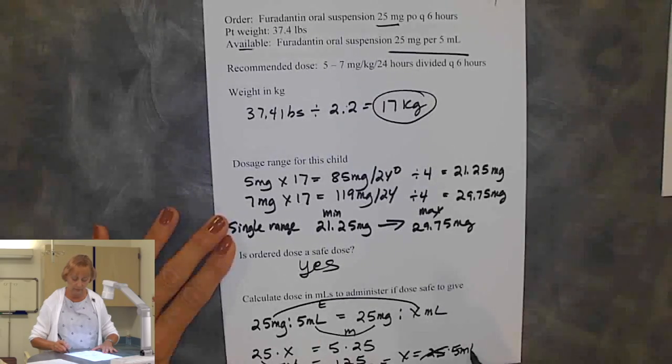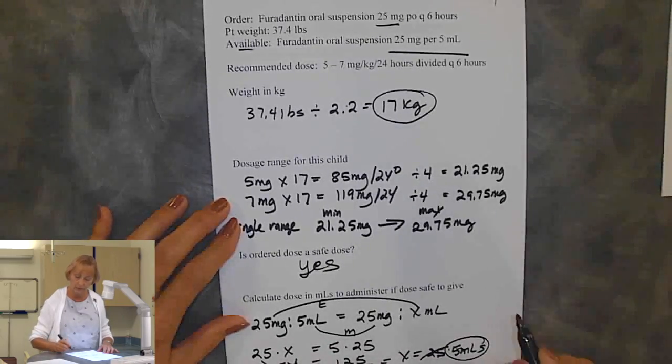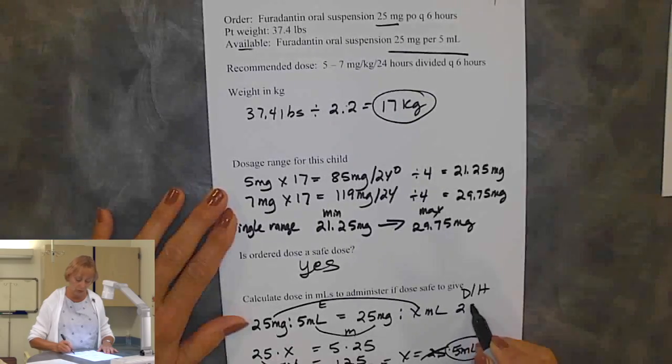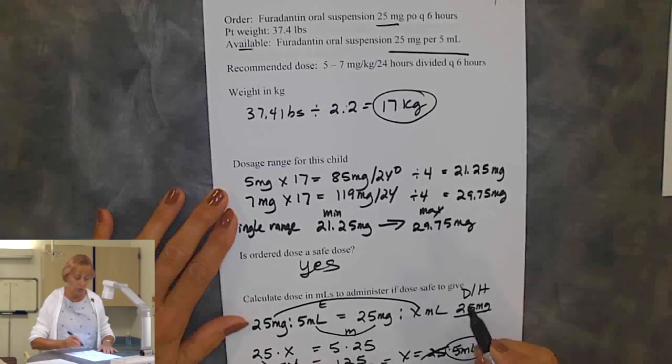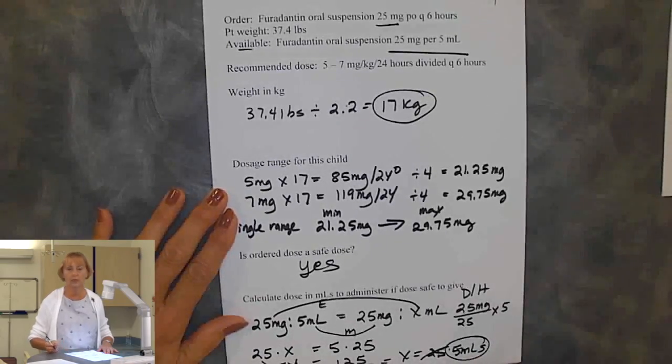mLs. 25 goes into 125 5 times. So 5 mLs is what you're supposed to give. Just real quick, if you want to do desired over have, you do your 25 milligrams over what you have, which is 25 times 5, and you get the same answer, 5 mLs. Okay, that is your ranges.